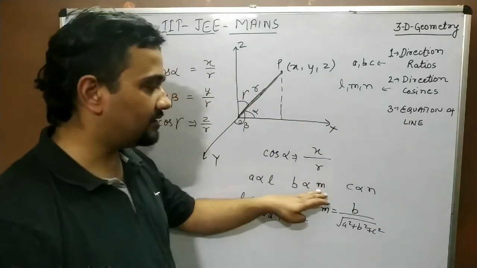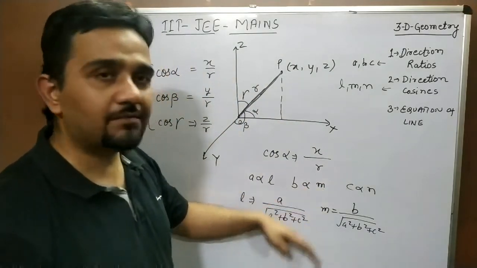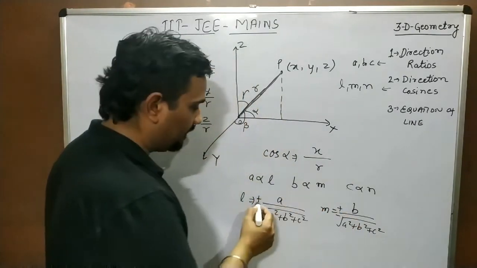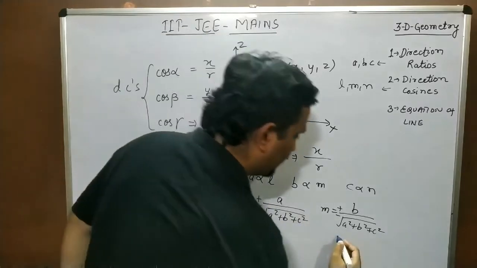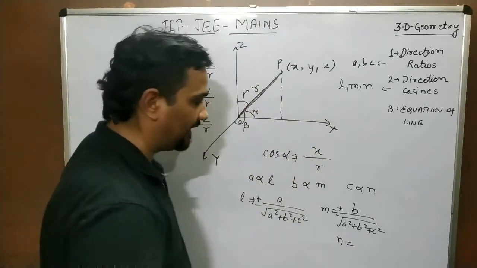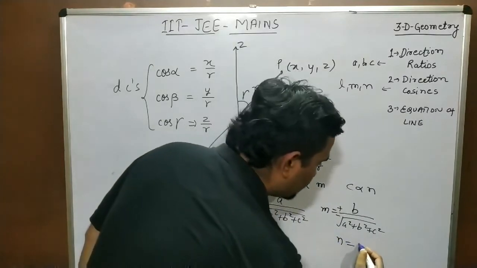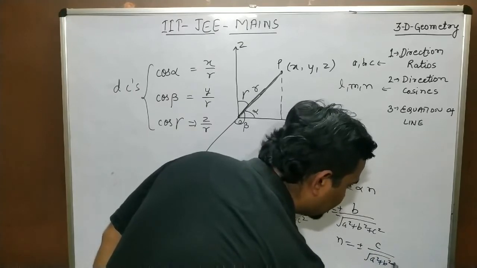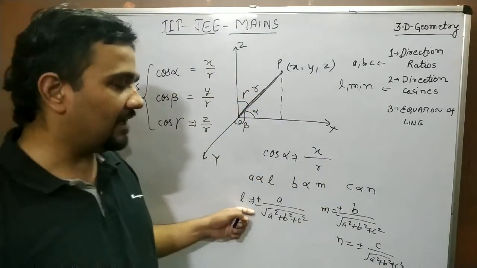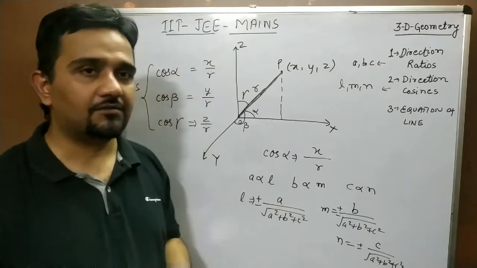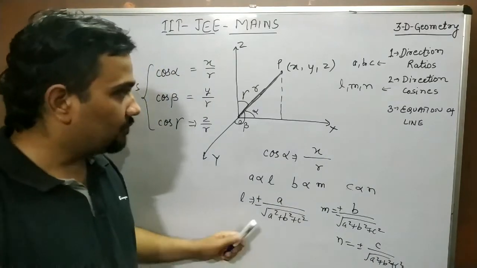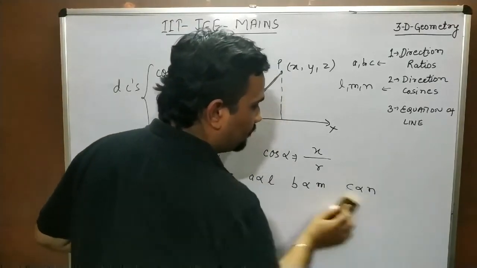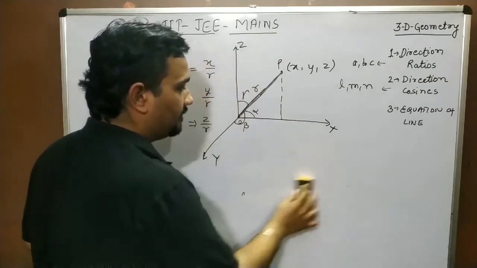I will explain some more about L, M, N, and how plus minus can be taken. Consider the plus minus over here; I will explain it later, when I explain the equation of a line and how the line is represented. So plus minus C upon under the root A square plus B square plus C square. The value of L is equal to A upon under root A square plus B square plus C square. Moving ahead, how can we write the equation of a line in 3D geometry.